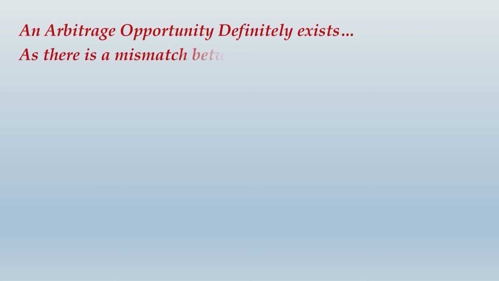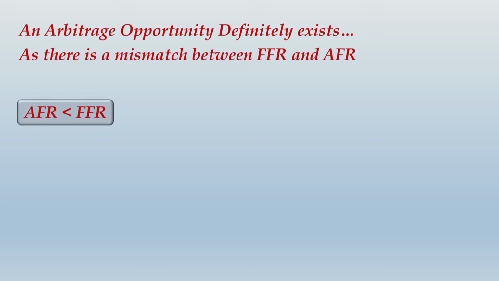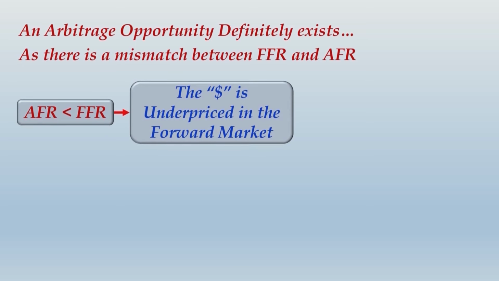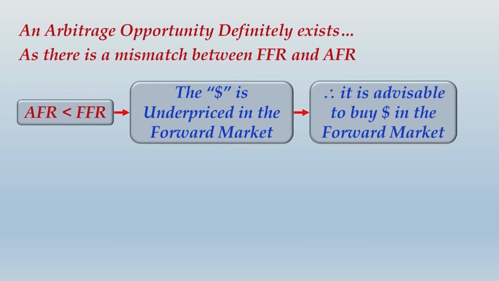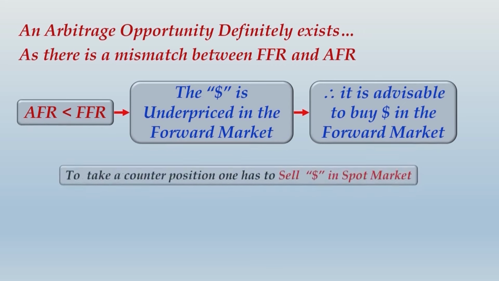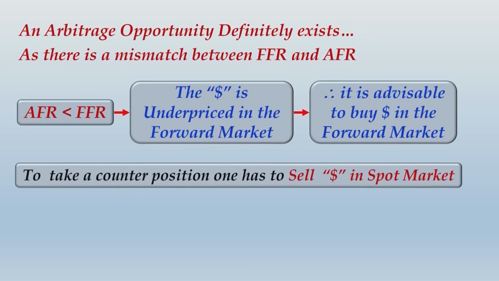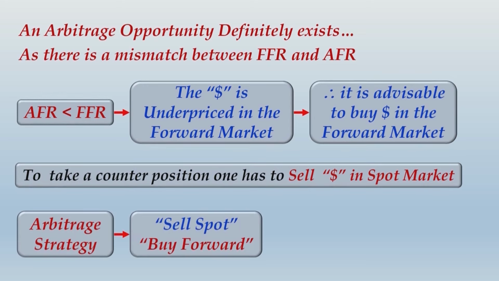So in the solution, you may write: an arbitrage opportunity definitely exists as there is a mismatch between FFR and AFR. AFR is less than FFR. Therefore, the dollar is underpriced in the forward market. Therefore, it is advisable to buy dollars in the forward market. To take a counter position, one has to sell dollars in the spot market. So the arbitrage strategy will be sell spot and buy forward.